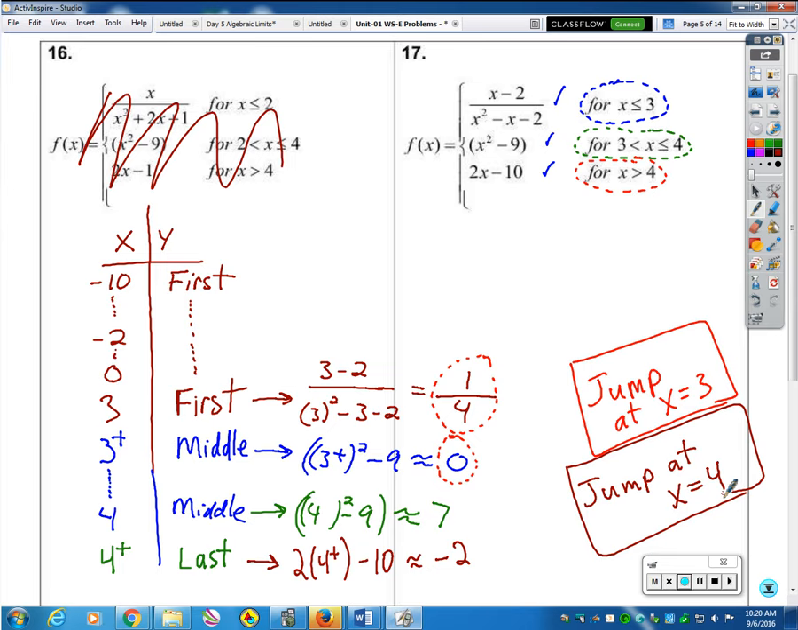Questions? When you want to check for the jump, do you want to check at the value that's closest to both of the equations? You've got the right idea. Perfect. Let me just say it back to you.